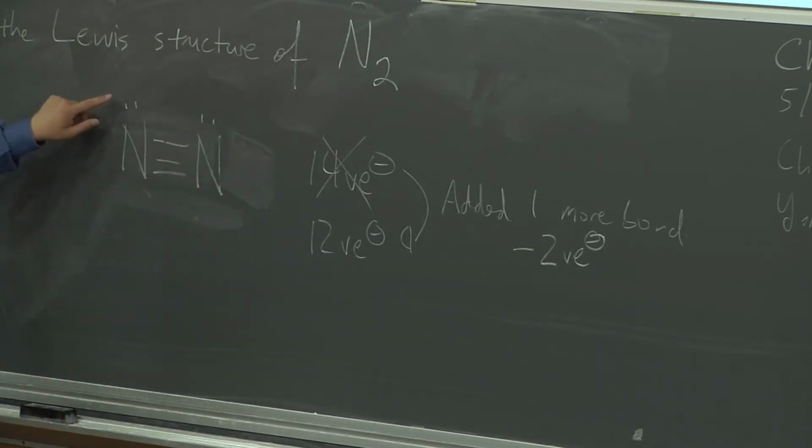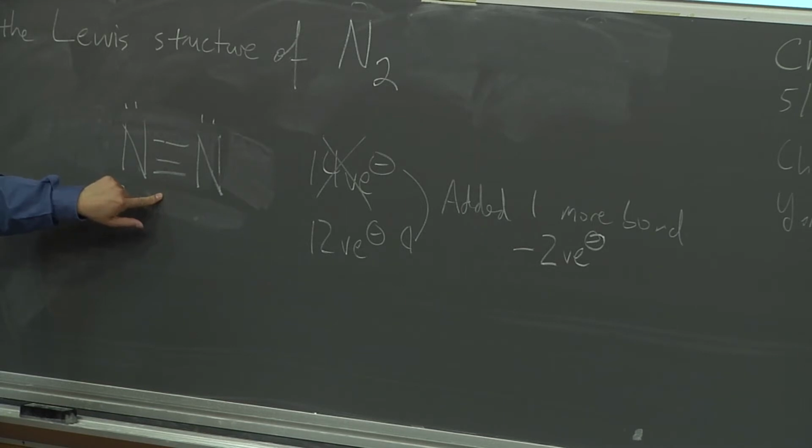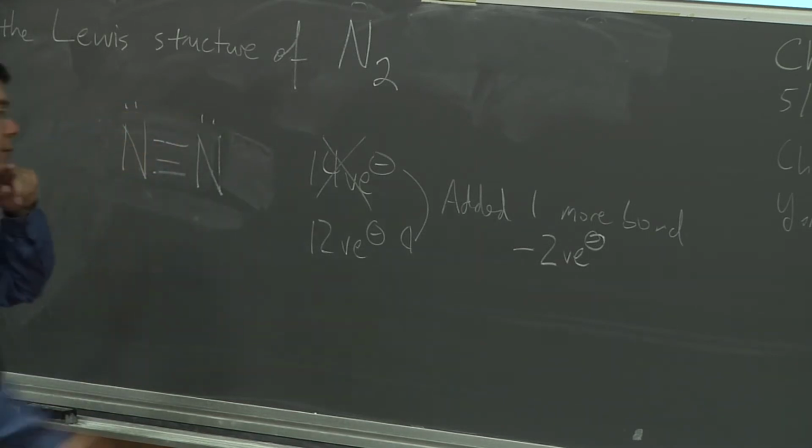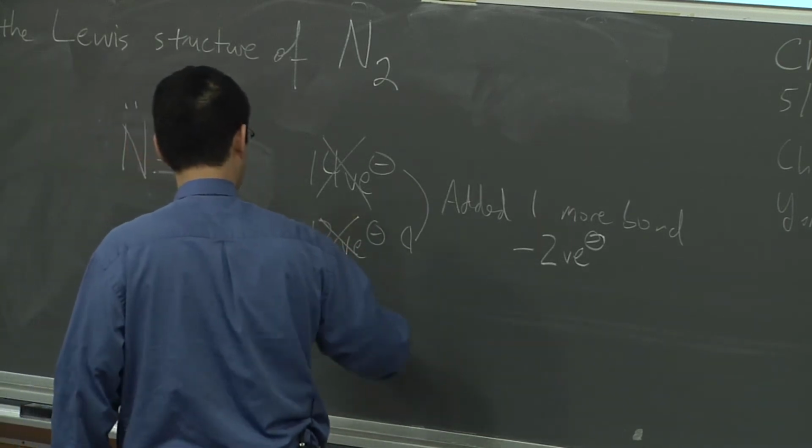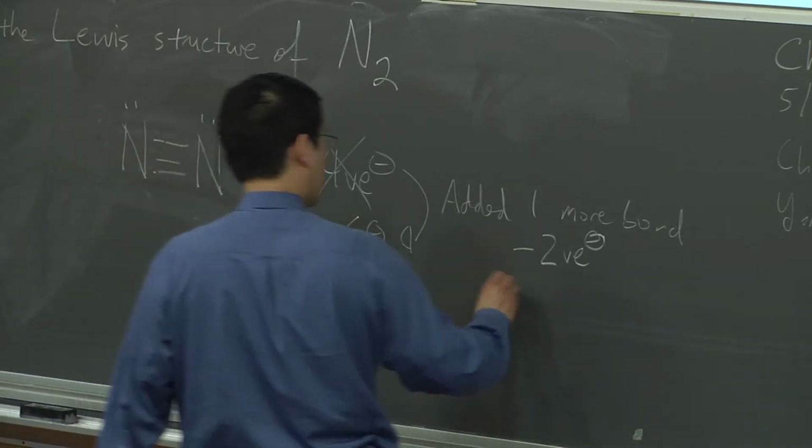Now let's think about the N. Each N, 2, 4, 6, 8, that's happy. 2, 4, 6, 8, that's happy. 2, 4, 6, 8, 10 total. So now I'm down to 10 valence electrons. I added another bond.